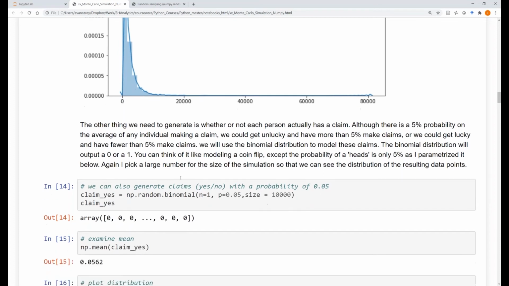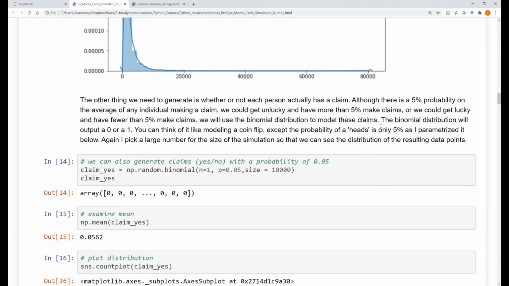So if we do that, we could say, okay, let's presume it follows a binomial distribution where we have a 0-1 outcome. P is the probability of a 1 in a binomial distribution. It's kind of like a coin flip. And so we're going to say, okay, if P is equal to 0.05 right there, and we only have one potential event, and we do this 10,000 times, we would expect on average to get 5% of these to have a claim, but each individual person either has a claim or not.